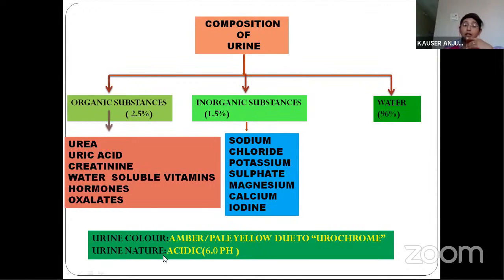And what is the nature of the urine? It is acidic in nature. So what is the pH here? 6 pH, isn't it? Urine is acidic in nature. It is pale yellow in color. It contains organic substances, inorganic substances, along with the water. So this is the composition of the urine.